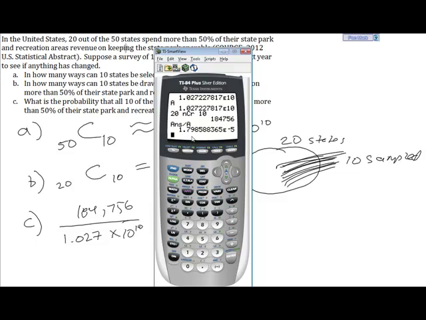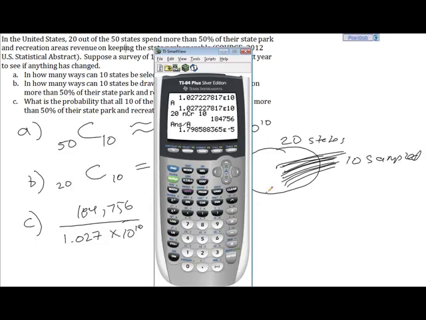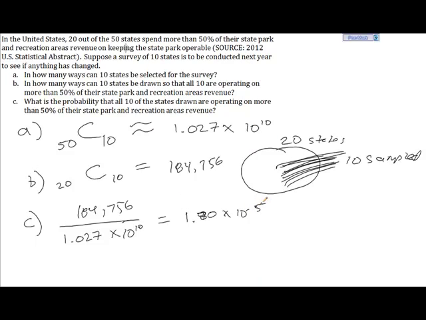Now, we get a very, very small number in this case because you can see the exponent is negative. That's 1.7, we'll round it to 1.80 times 10 to the negative 5th power. Basically that means move the decimal place over 5 units to the left, and we get 0.000180. So about a 0.00180% chance of this happening.